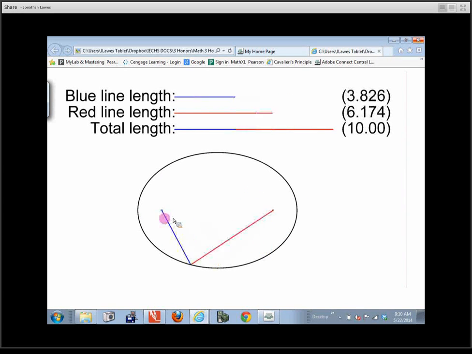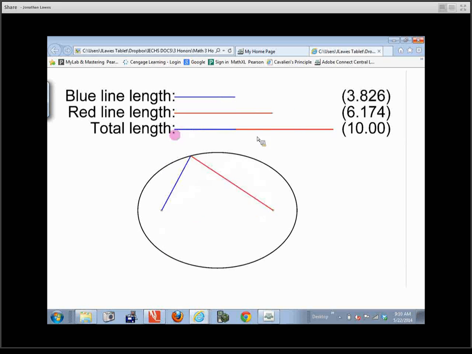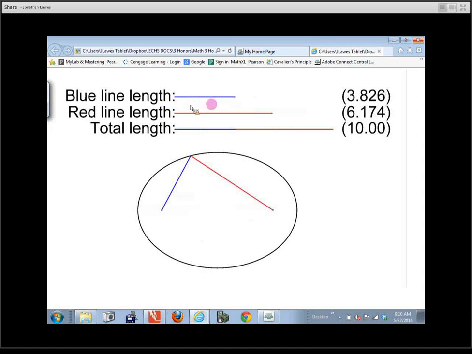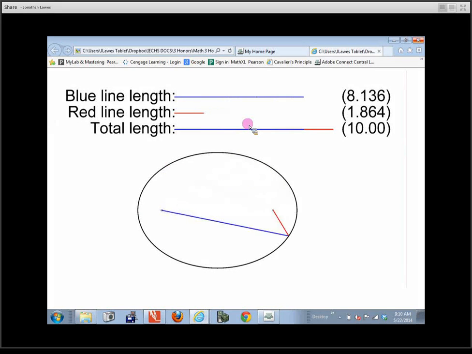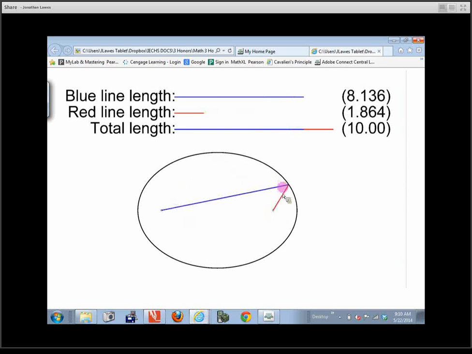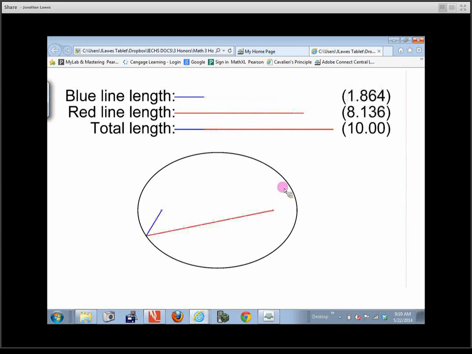You'll notice this blue length right here gets shorter when the red one gets longer, and vice versa. And you can notice that the total length of this string is 10 units, and you can see the blue one getting longer when the red one gets shorter, and so forth. So that's how an ellipse is formed. You've got the sum of the distances. So the distance from this focus to a point on the ellipse is the blue line, and the red line is the distance from this focus to the point on the ellipse. And that sum has to be the same all the time.